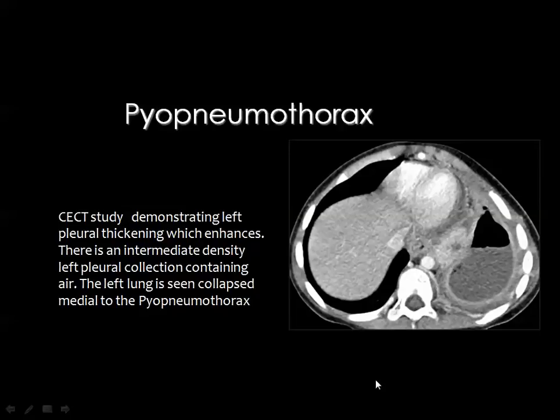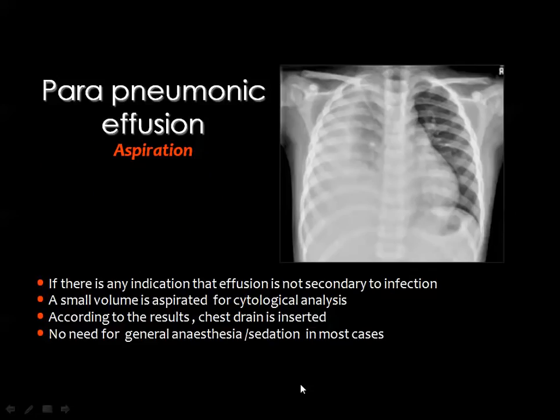And sometimes you get air within the infected pleural collection, and this is what we call the biopneumothorax. And here you can see that the parietal pleura and the visceral pleura are thickened and enhanced, denoting that this is an empyema. The presence of air within the empyema is an indication of the development of biopneumothorax.